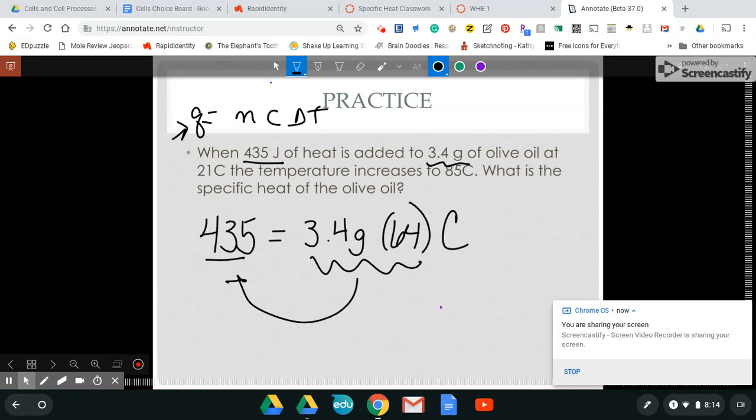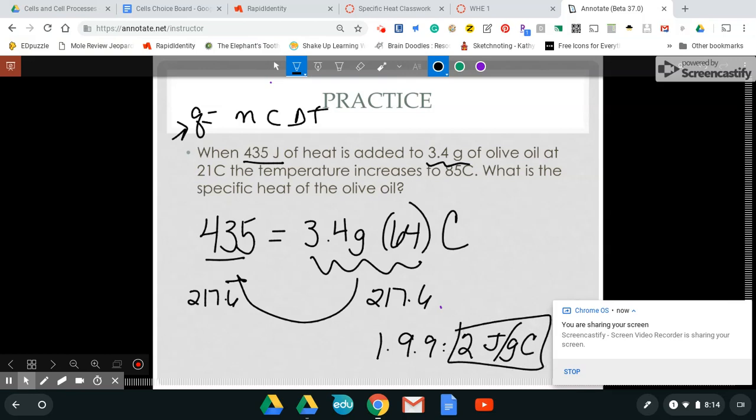So 3.4 times 64, this is 217.6. So I'm going to divide that into 435. And I'm going to get 1.999 or 2 joules per gram Celsius. Okay, it's really important that you write your units. Okay, let's do another one.